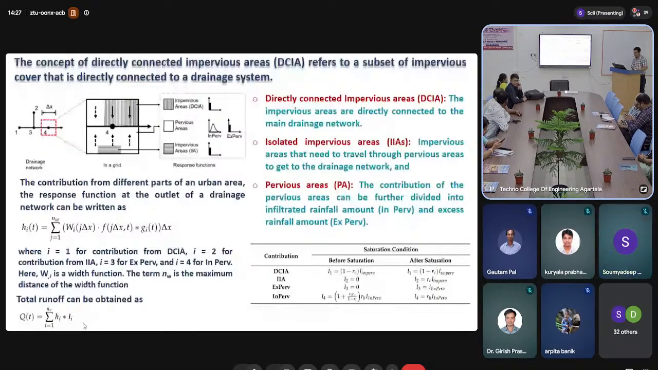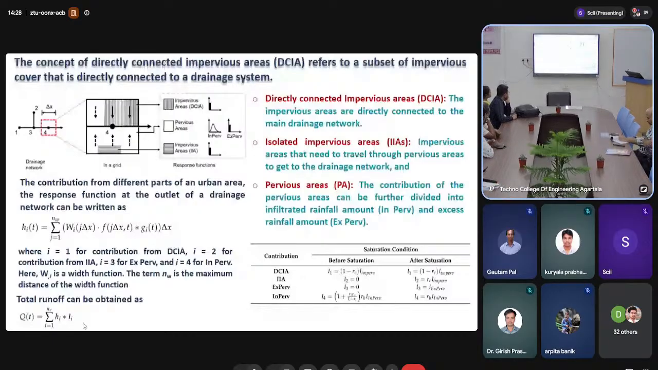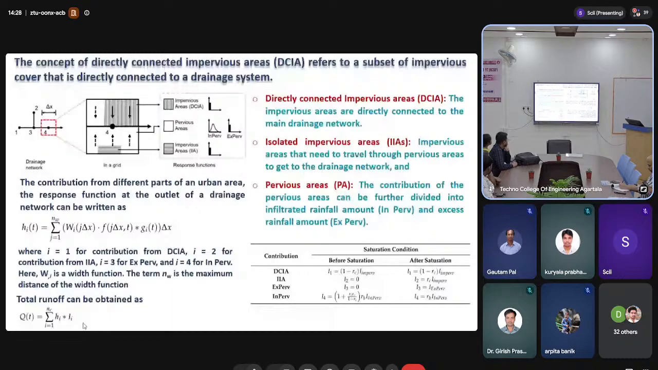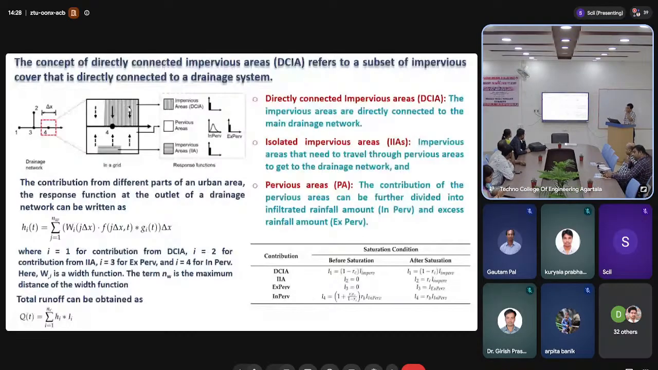Now this shaded area is impervious, but it is directly connected to this drain. So we will call it impervious area directly connected. That is DCIA, directly connected impervious area. The impervious areas that are directly connected to the main drainage node are impervious but directly connected.